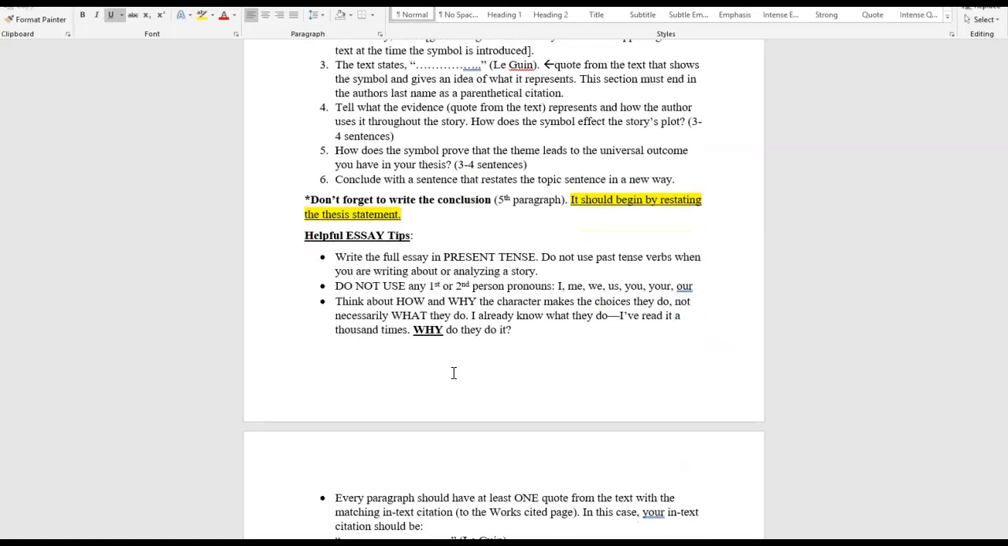Here are some helpful essay tips. Write the full essay in the present tense. Do not use past tense verbs when you are writing about or analyzing a story. Do not use any first or second person pronouns. Think about how and why the character makes the choices they do, not necessarily what they do. Remember, I've already read this text, so I already know what they do. I want you to analyze the reasons why they do it and how the author uses it throughout the text.